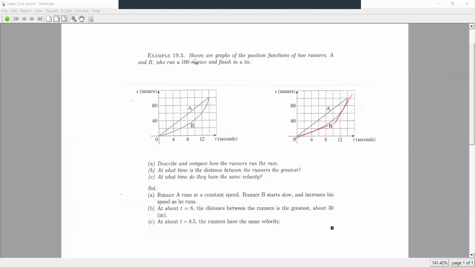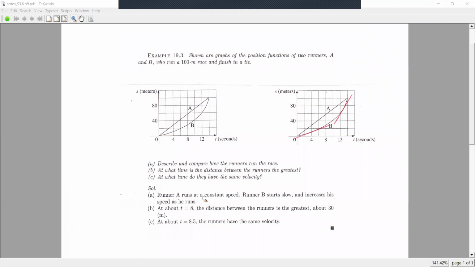Example 3. In this diagram are the graphs of the position functions of two runners, A and B, who run a 100-meter race and finish in the same time. Part A. Describe and compare how the runners run the race.